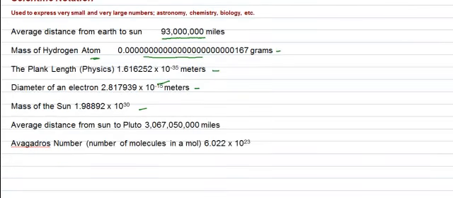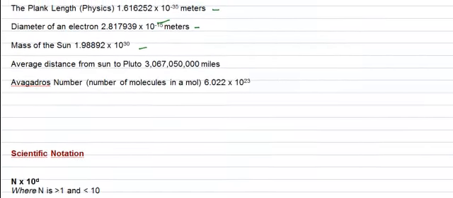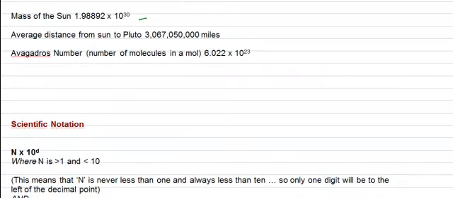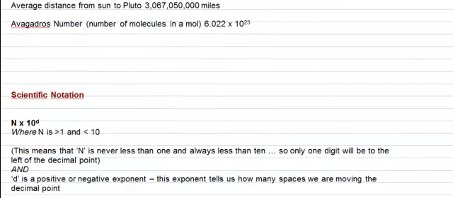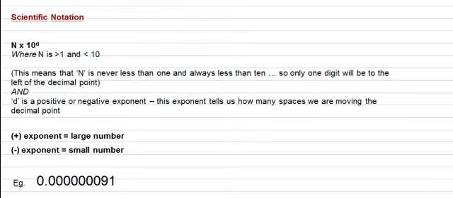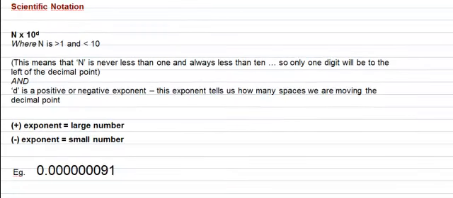So what we need to be able to do is get into scientific notation, and then we also need to get out of scientific notation. So we're going to talk about how we transform something into scientific notation.